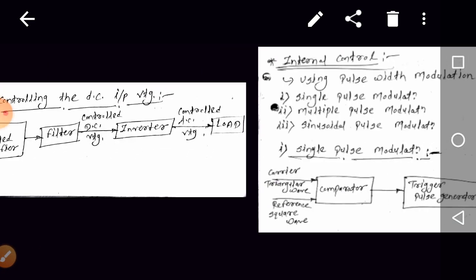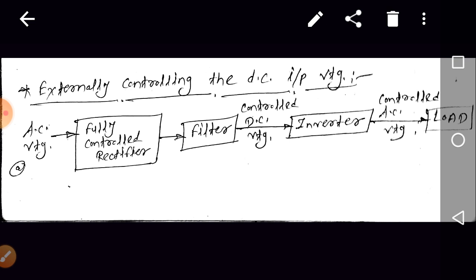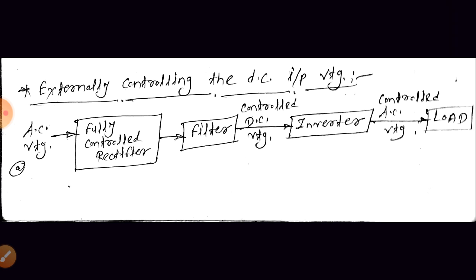Next, externally controlling the DC input voltage. Now, as we know, for the inverter the input is DC. Suppose for the inverter the input voltage is changed, will the output voltage change? Definitely, right? If instead of EDC we give it as 4 EDC, definitely the output voltage magnitude will change to 4 EDC.